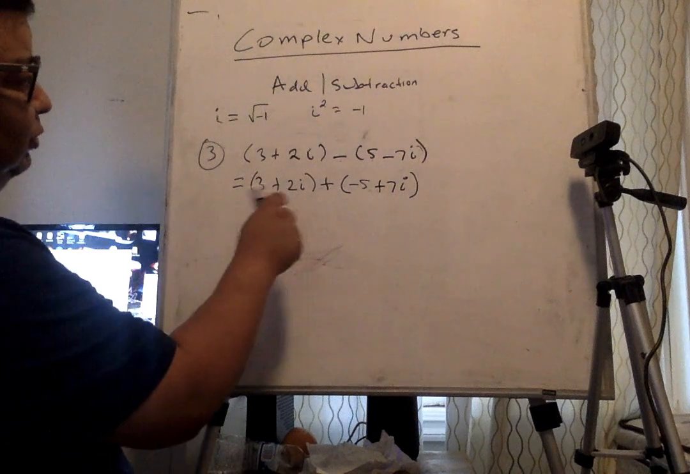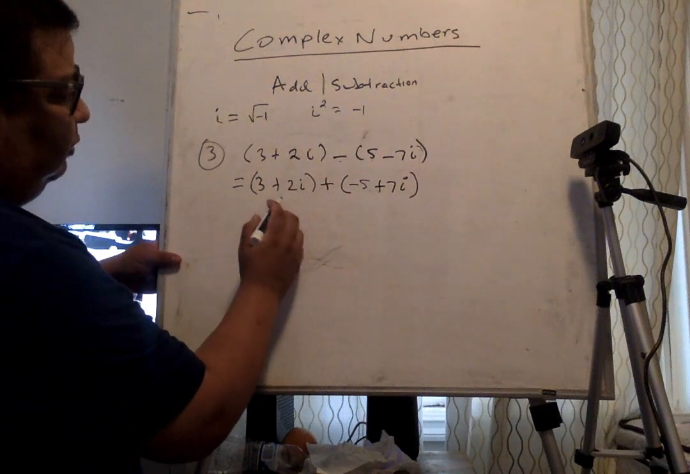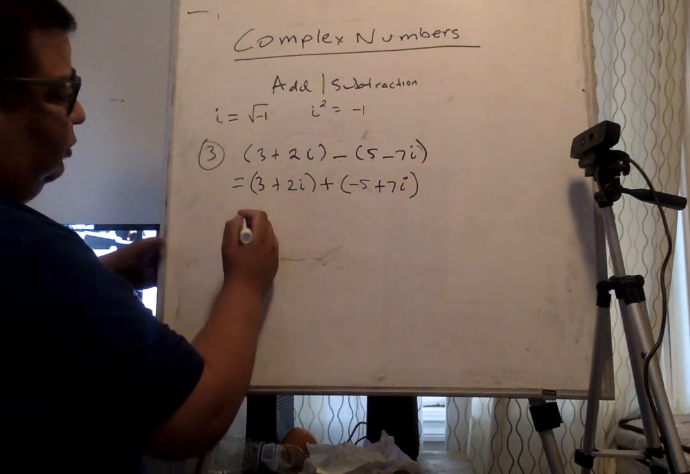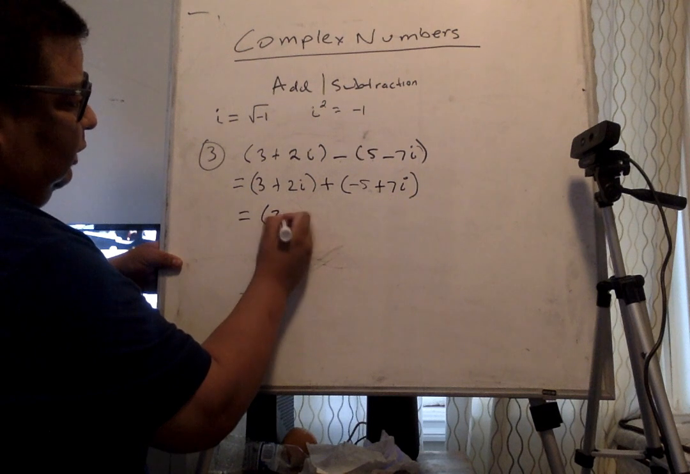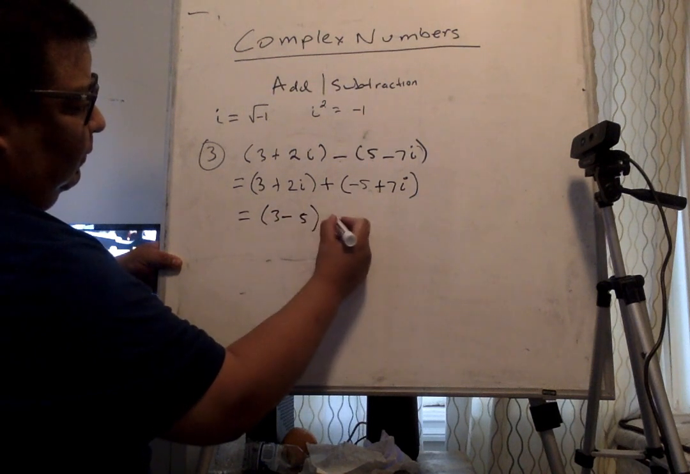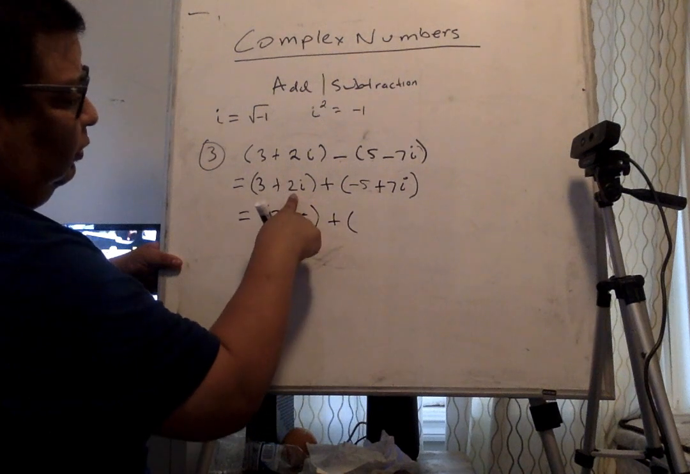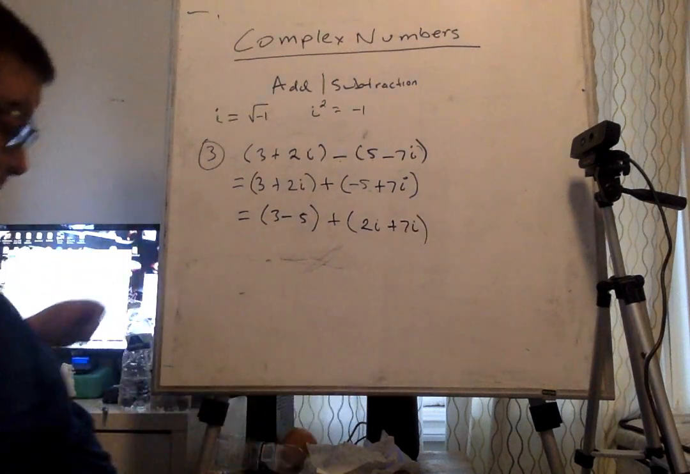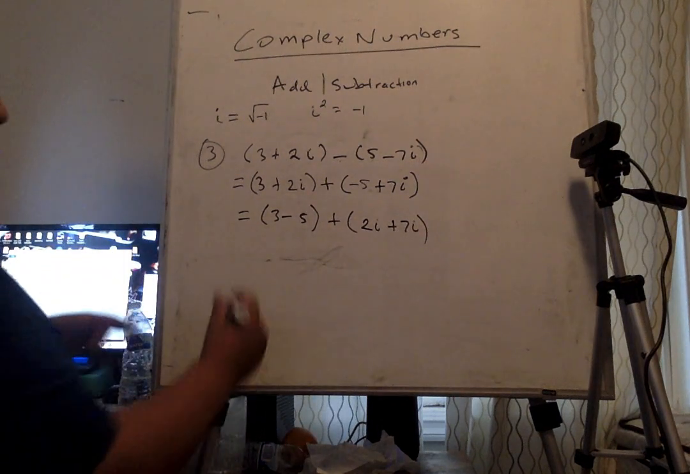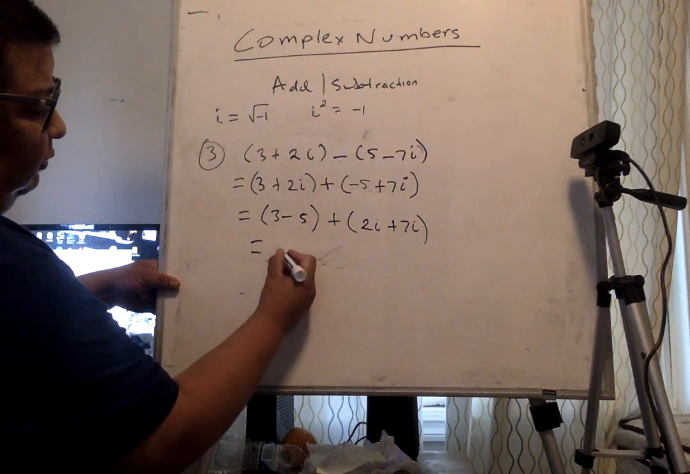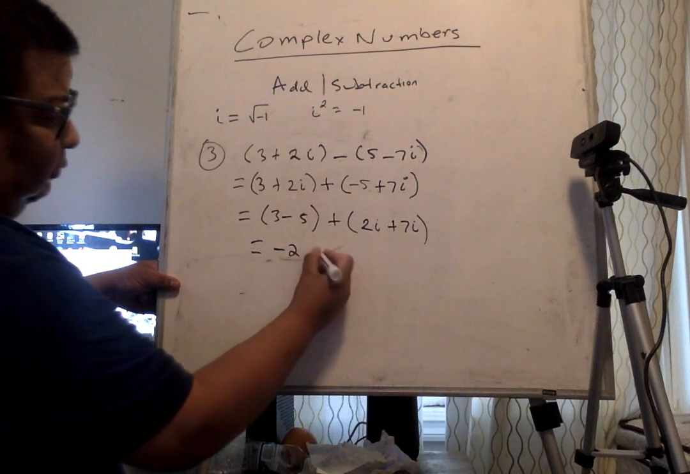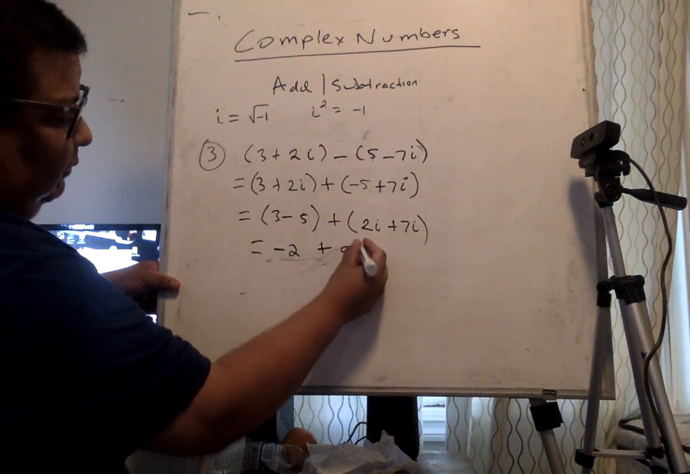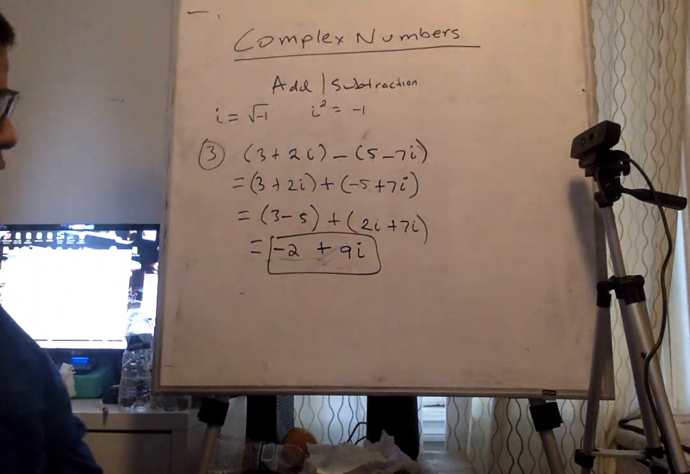Okay, the next step is to do just like addition. We combine real parts and imaginary parts. So let's put them together: 3 minus 5 plus 2i plus 7i. That gives you 3 minus 5 is negative 2, and then 2 plus 7, that's 9i, and that gives you the final answer, negative 2 plus 9i.